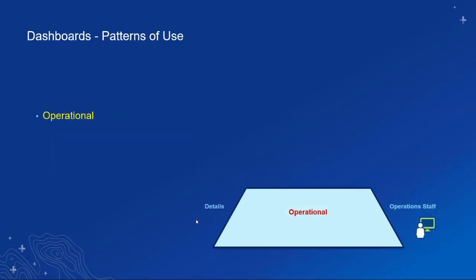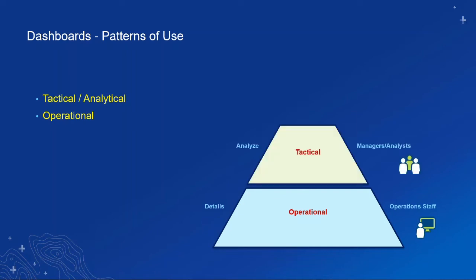So to help break that out, the first thing to think about for your dashboard is the different patterns of use. So we see dashboards at the operational level. This one contains a lot of details and is sent out to operations staff, or operations staff is viewing it. So this is lots of gauges, charts, and maps. Similarly, you're at the tactical and analytical level. It says analyze here, but this is more like viewing the analysis so that managers and analysts can make decisions using it.